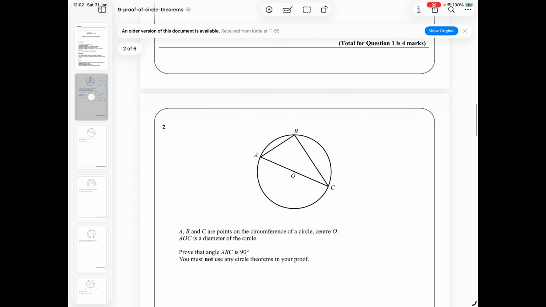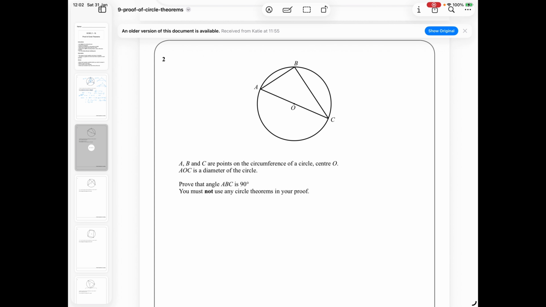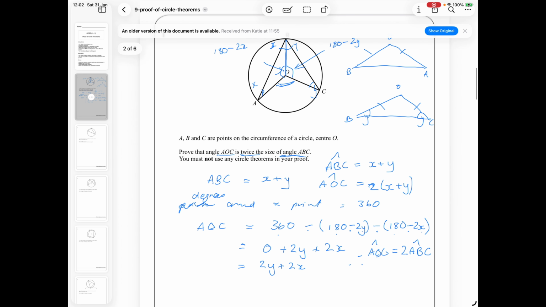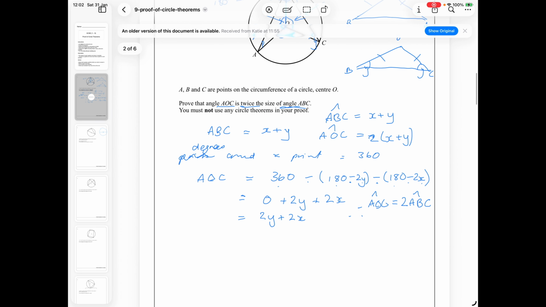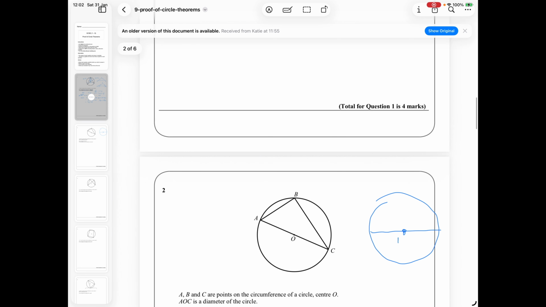Now, let's look at the next one. Okay, this is almost the same question. ABC are points on the circumference of a circle, and AOC is the diameter of the circle. Prove that ABC is 90 degrees, and you must not use any circle theorems. The difference between this one and the last is that the line in the middle is straight, which means that the angle at AOC is 180. And then that means that we always have 90 degrees there.